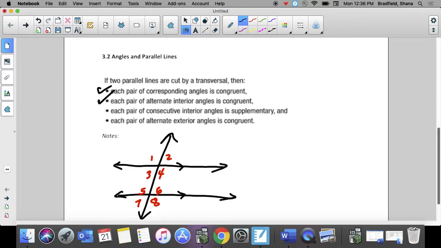The third one, if two parallel lines are cut by a transversal, then each pair of consecutive interior angles is supplementary. An example would be angles 3 and 5 would be consecutive interior angles. And so their measurement would add up to 180. And then the fourth one, if two parallel lines are cut by a transversal, then alternate exterior angles are congruent. An example of that would be angles 1 and 8 or 2 and 7. So they would be congruent. The only one that gives me supplementary angles is the consecutive interior angles.